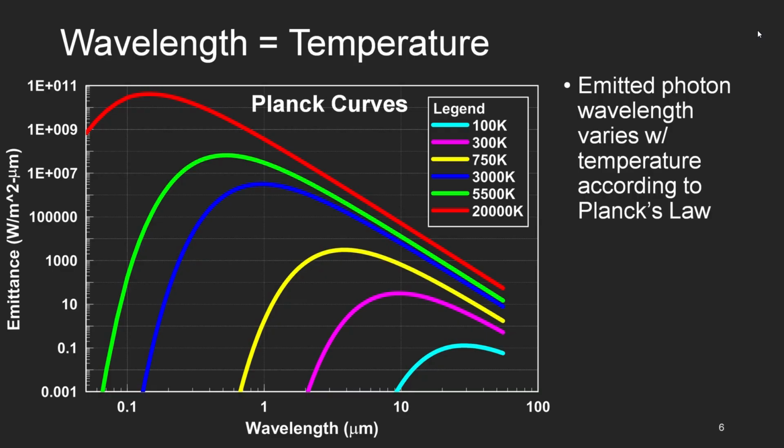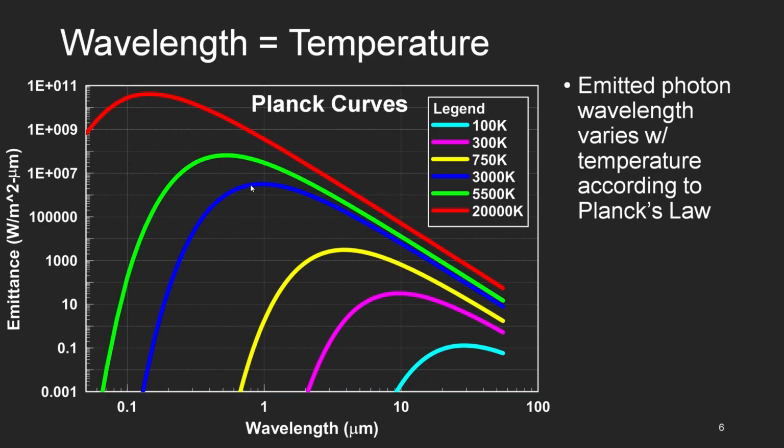A very hot object, like, say, a blue supergiant star, emits most of its light in the UV part of the spectrum. Our Sun, with a surface temperature of around 5,500 Kelvin, emits most of its light in the visual and near-infrared bands. A cooler red dwarf star emits more in the near and shortwave infrared bands.